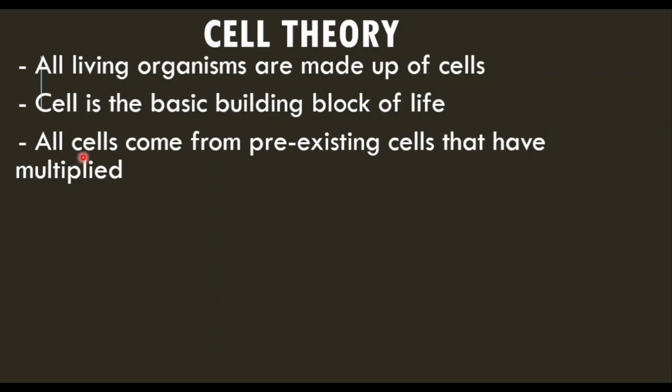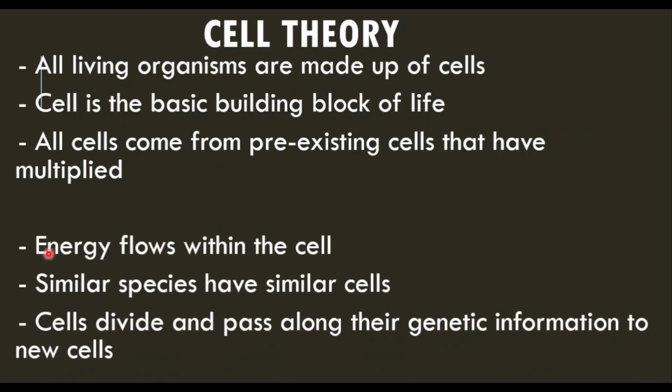But after more discoveries were added, we added 3 more cell theories, and these are: energy flows within the cell, similar species have similar cells, and cells divide and pass along their genetic information to new cells. So these theories we added are referred to as the modern cell theory. But everything together is the cell theory as we know it. So that is a summary on cells. We'll go to tissue now.